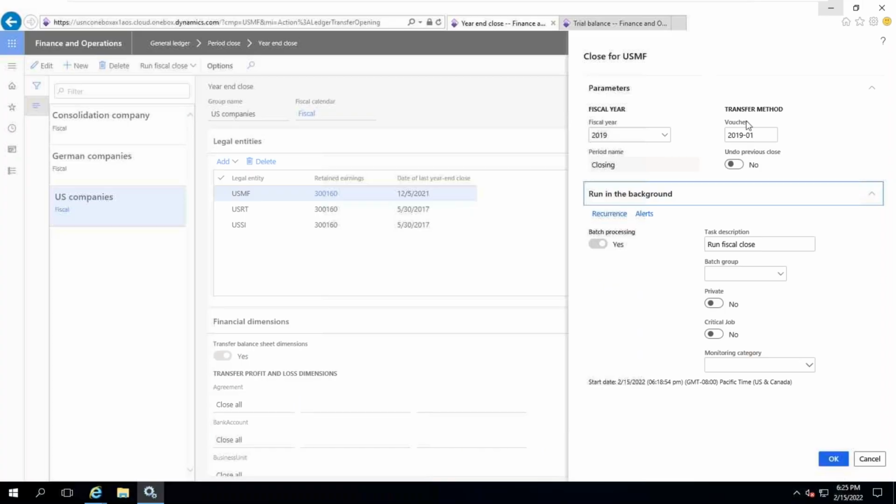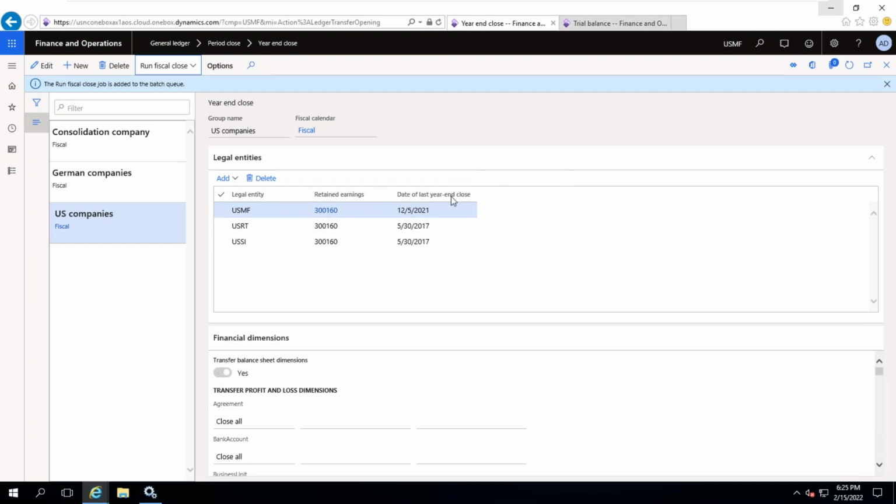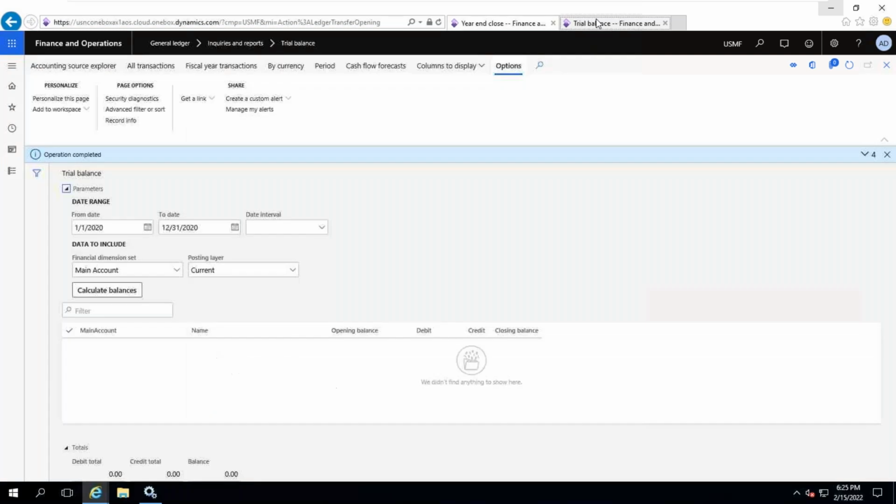Now we will execute this one. For 2019, I'm executing the year-end close process. So now it is executing. Okay, so it is a batch job. The run fiscal close batch job is added to the queue. It is executing now. In a few seconds, it will update here.